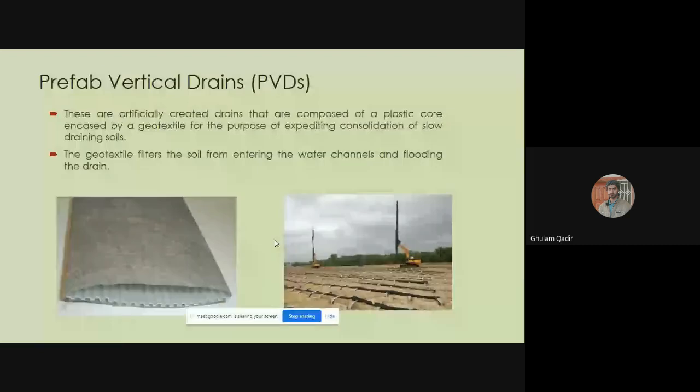Another method that we use nowadays is prefabricated vertical drains. In this method, typically a surcharging load is used to expedite pre-construction soil consolidation. Surcharge will increase the pore water pressure initially, but with time, water will drain away and soil voids will compress. Prefabricated vertical drains are used to shorten the travel time for the pore water, which will reduce the preloading time.